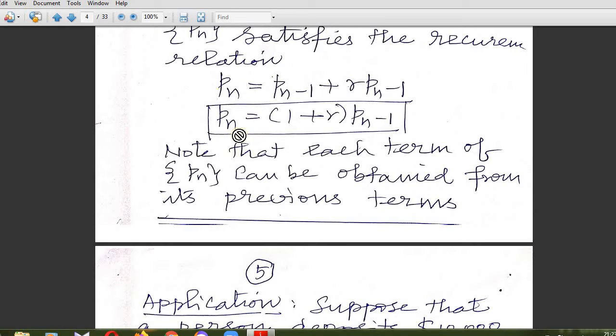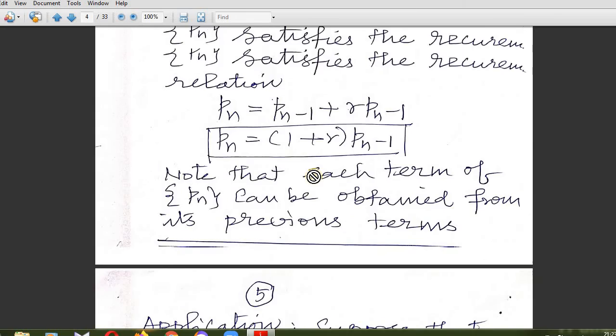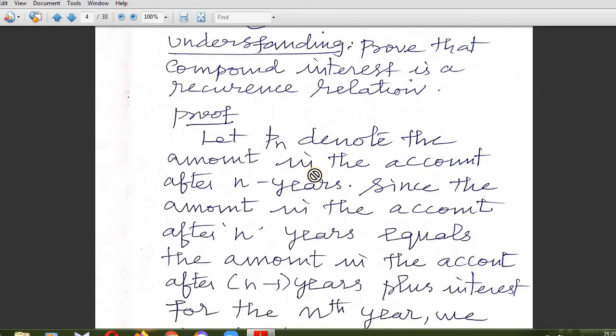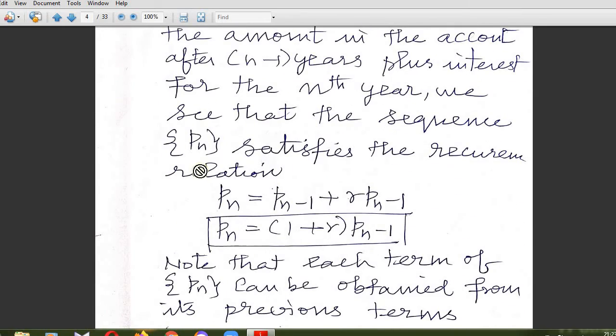At the nth year we have (1 + r), where r is the rate of interest, times Pn-1, which will give you the total amount in the nth year. For different n you will have different values, and n denotes the number of years. So we have shown that compound interest is a recurrence relation which makes this sequence.